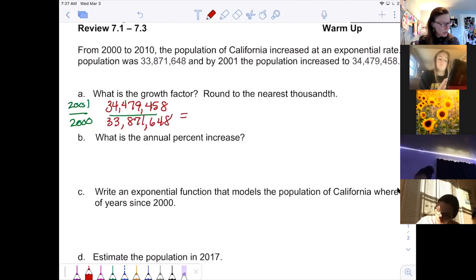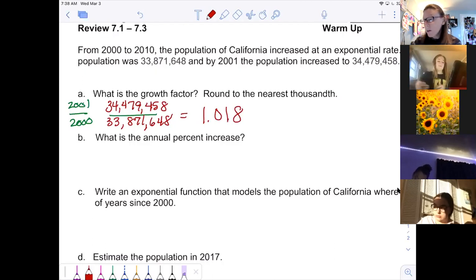And Jaden, what number did you get there to the nearest thousandth? Sorry, give me 1 second. I'm still plugging it in here. There's a lot of numbers to plug in. I got 1.018. Yeah.